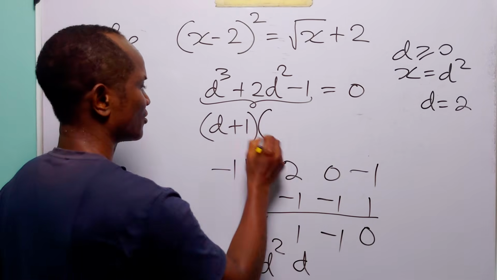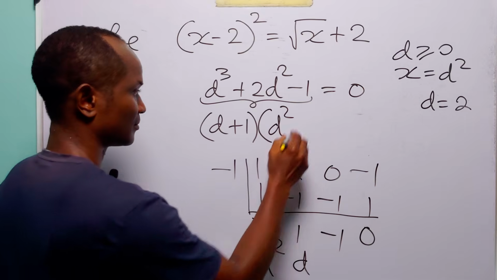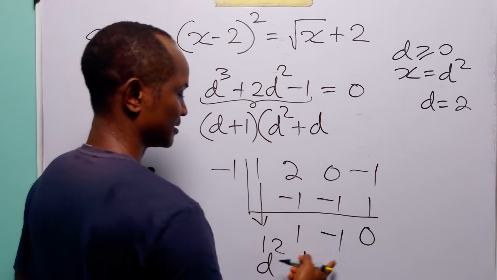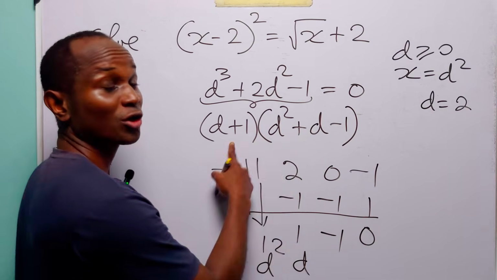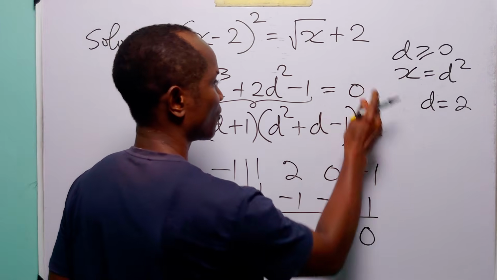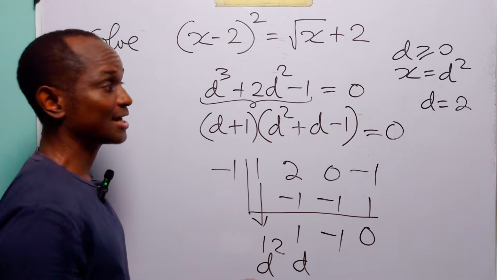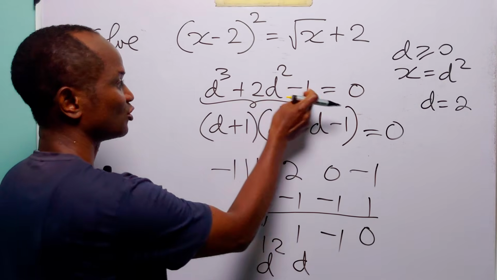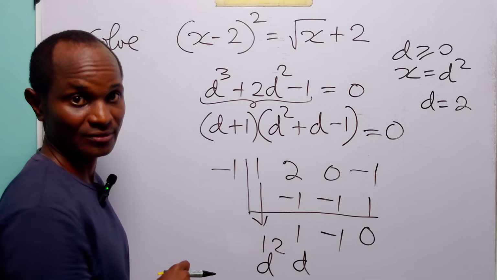So we have that the quadratic factor is d squared plus d minus 1. And of course, the product of these two is equal to 0. So now you can see that basically we have factorized this cubic expression on the left-hand side into these two factors.